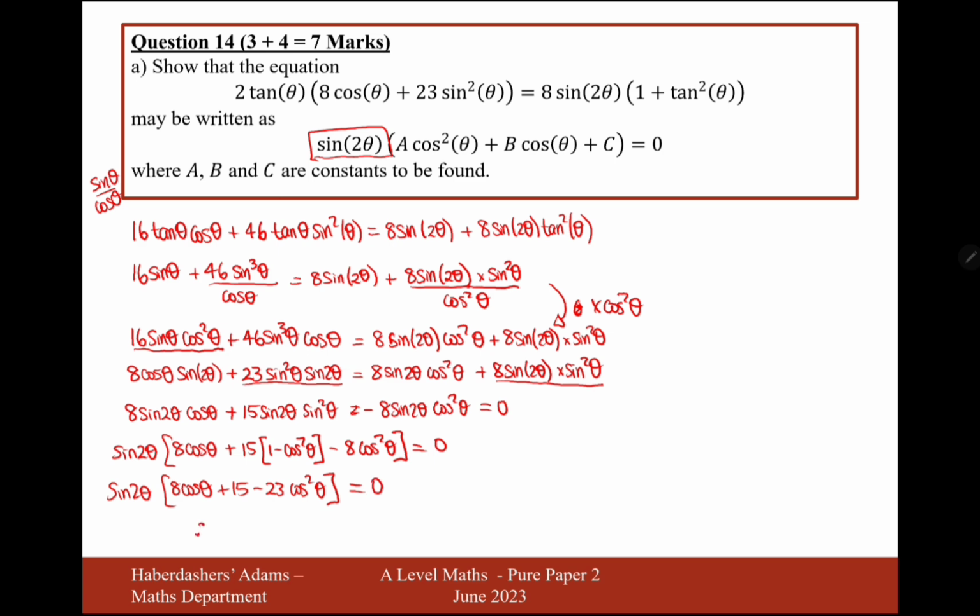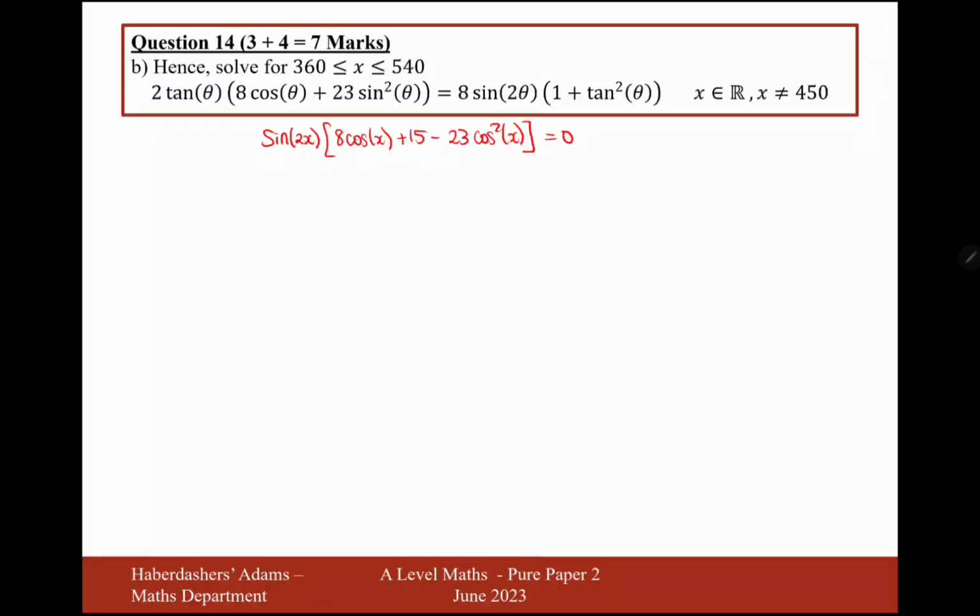So there we are, excellent. So we've therefore got an expression where A is minus 23, B is 8, and C is 15. And you could have effectively moved it to the other side and had all these constants with a plus 23, minus 8, and minus 15 as well.